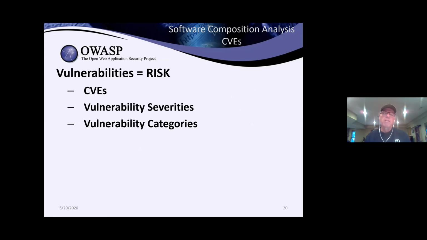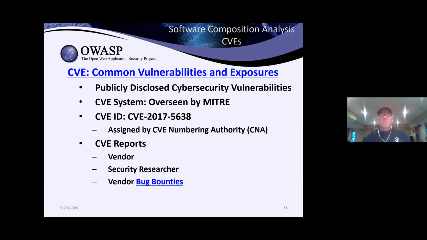And as we talk about the vulnerabilities, we know that vulnerabilities equal risk. As we get into software composition analysis, we talk about CVEs, vulnerability severities, and vulnerability categories. So what are these CVEs? It's the very standard Common Vulnerabilities and Exposures. The key term is publicly disclosed cybersecurity vulnerabilities. So they're not a zero-day where nobody knows about it yet.